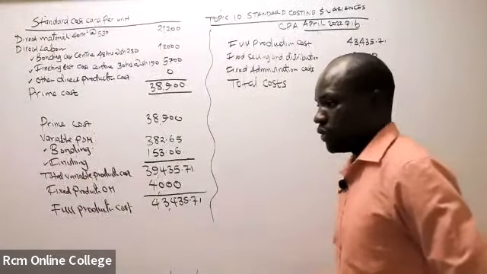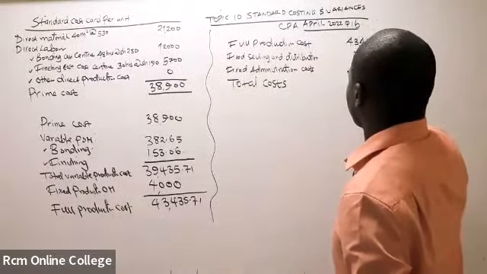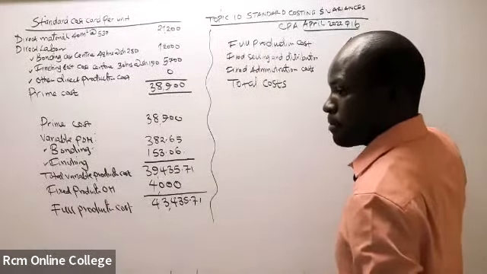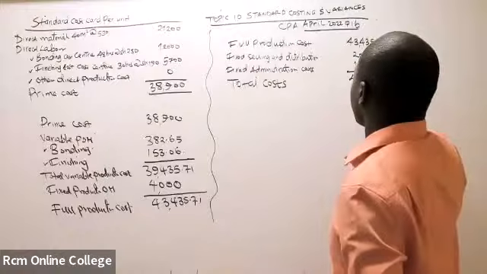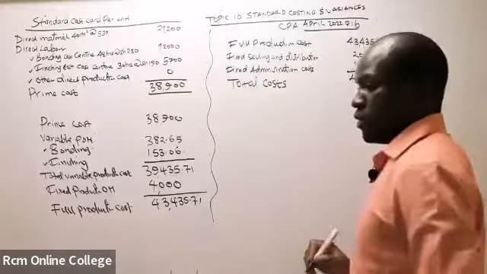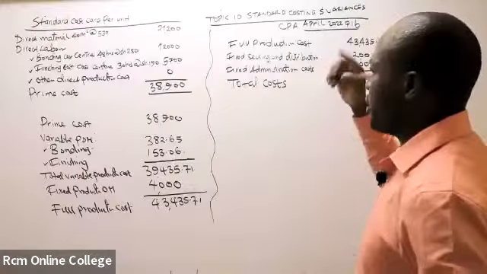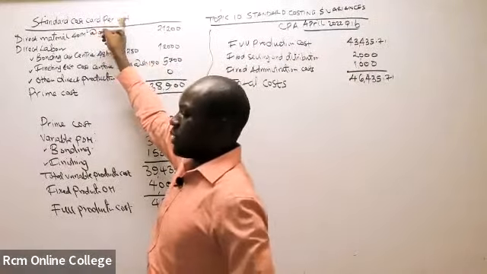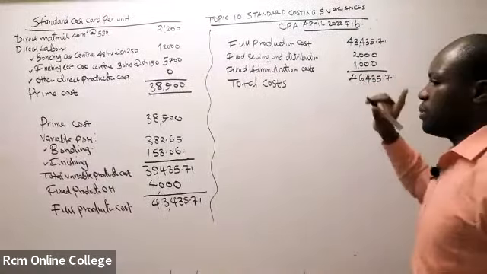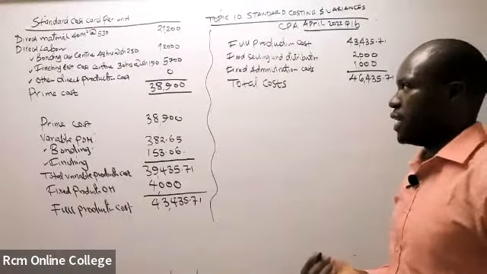Are we together? 46,435.71. Good. That is the total cost per unit. Standard cost card per unit. That is the total cost per unit. If you take this total cost per unit, multiply by 9,800, you are going to get total cost for all the 9,800 units.